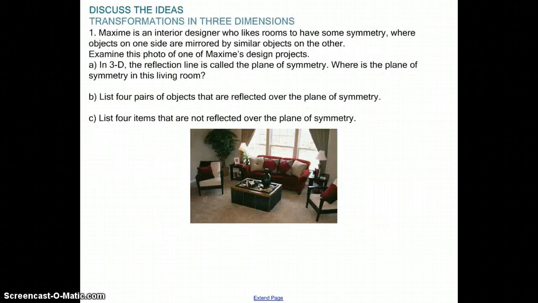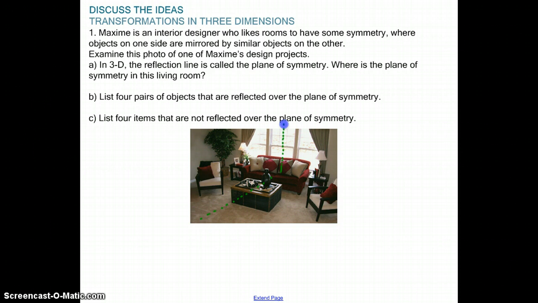Discuss the ideas. Here we have an interior designer who likes to make things have some symmetry. In 3D, the reflection line is called the plane of symmetry. Where is the plane of symmetry in this living room? This is a little bit tricky because it's a 3D image. The plane of symmetry would actually come right down between the windows, split those two red pillows, and when it hits the floor, it would go through there. So that makes sense. It's a full 3D plane. That would be the symmetry.